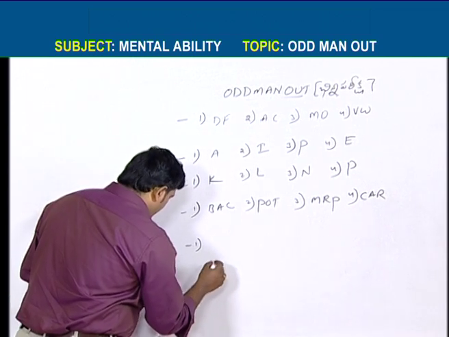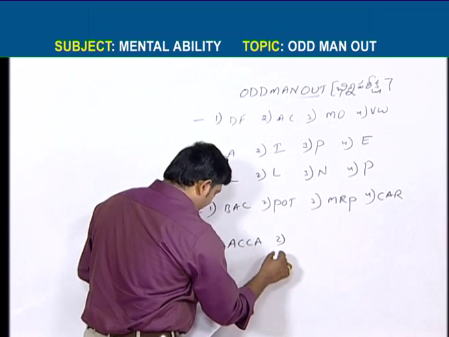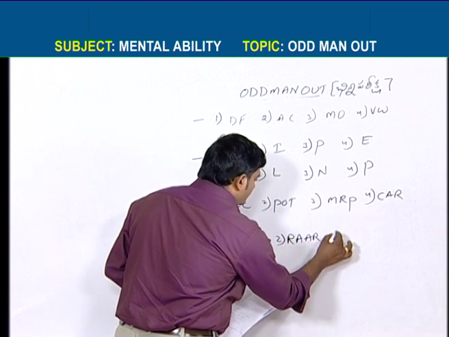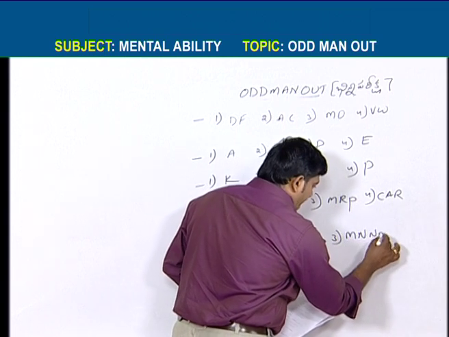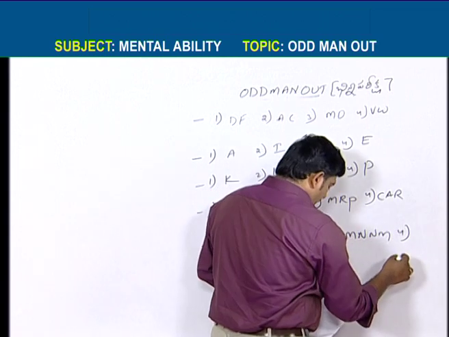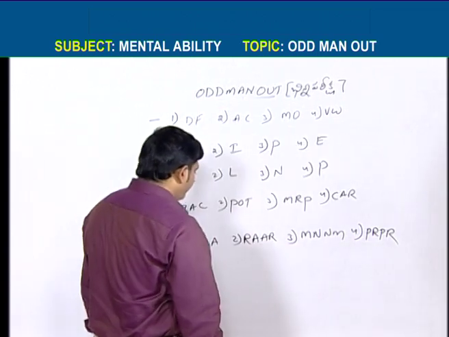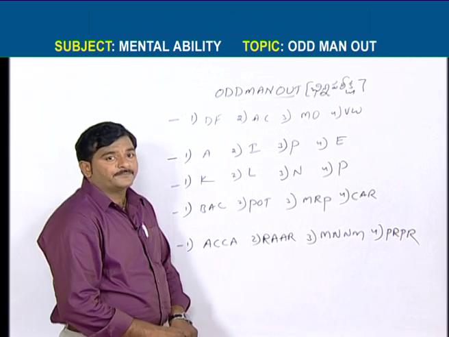Okay. Now the next question. In next question, first option is ACCA. Second option RAAR. Third option MNNM. Fourth option PRPR. Okay. So now we'll focus on these questions.